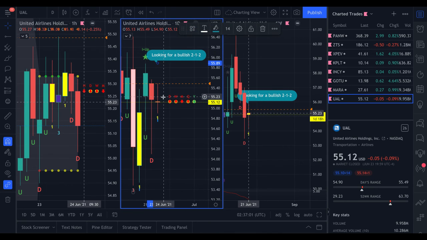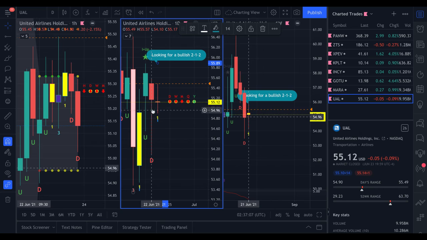So you can see we have an inside candle. It did close red, but it's also just very doji-like in general. So looking for this to be a bullish 212. So those are the trades I'm going to focus on tomorrow.